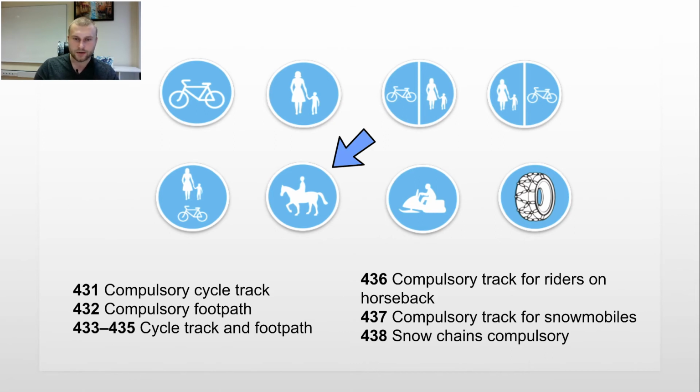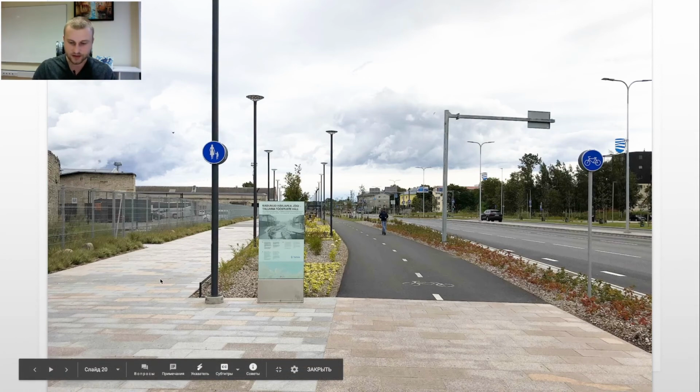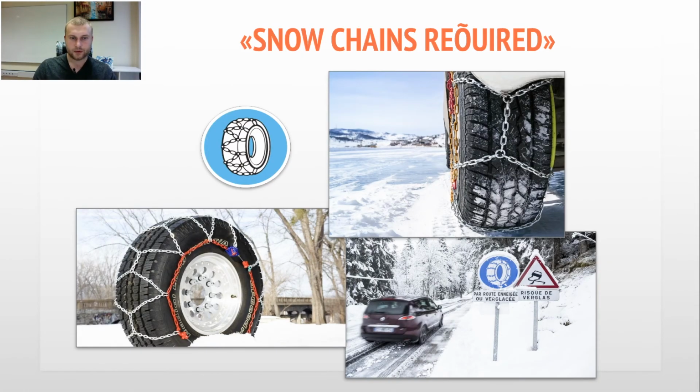Compulsory track for riders on horseback, so only horses can use it. Then snow chains compulsory. So if you see the sign in this area, it's mandatory to use snow chains. Here you can see how these roads can be divided. So the left one is for pedestrians, the right one is for the bicycles only. And snow chains required. How can I put them? You can see it in the picture, and it's necessary to use them.